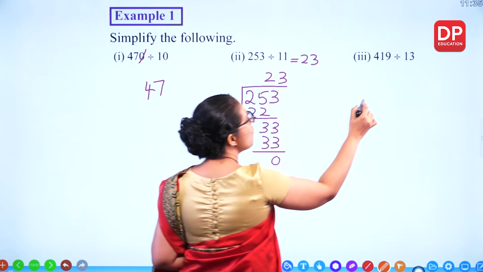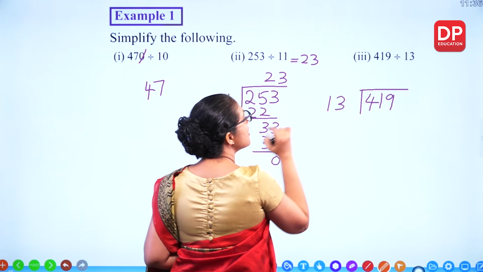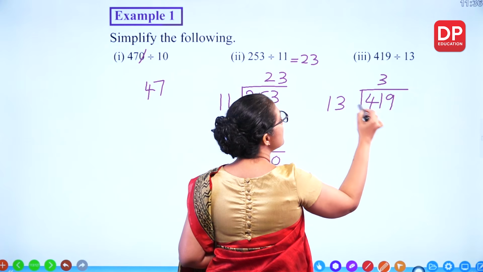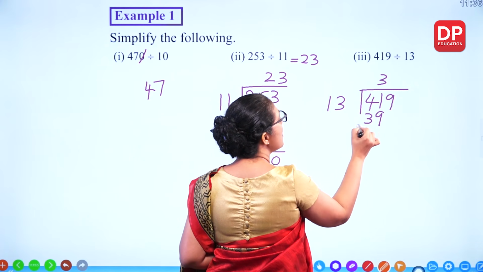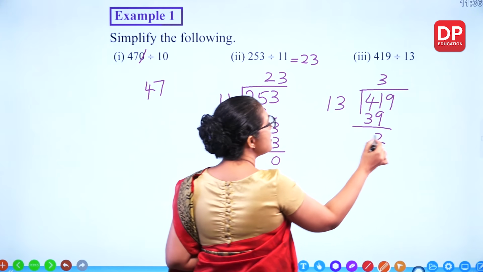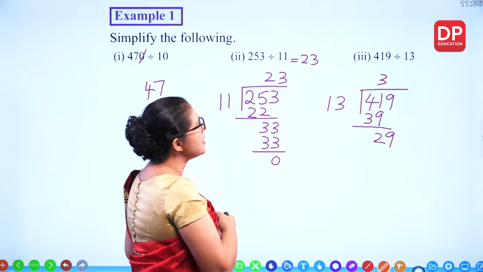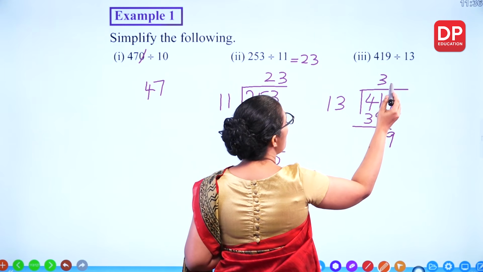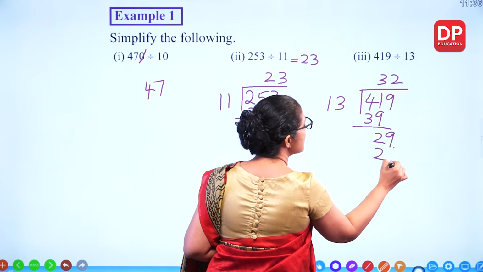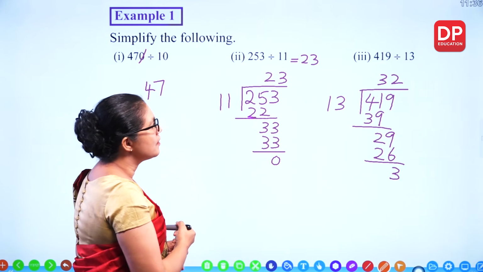This one, 419 divide by 13. How many 13s? So that's 3. 3 times 3, 9. 3 times 1, 3. Subtract, you get 2. 29. 29 is what? 13 times 1, 13 times 2. You get 26 and you get remainder 3.